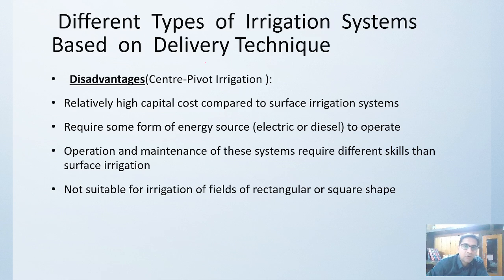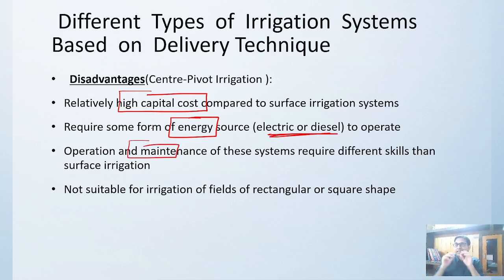But the disadvantages: obviously it has a high capital cost. Energy is required for running this whole system. Obviously electric and diesel motors and generators will be required. Operation and maintenance, because you need a skilled person to deal with this. A person who doesn't know how to operate, how much fertilizer, how much water has to be released, will not be able to. So they require a different set of skills for functioning.